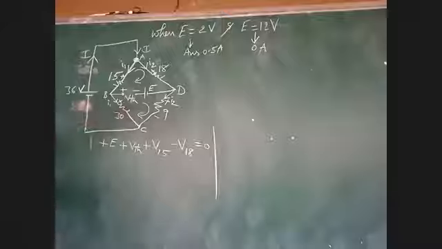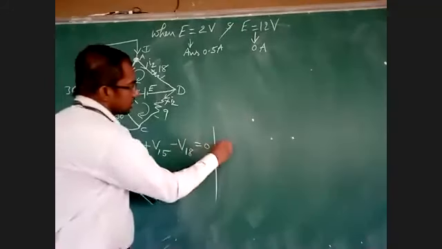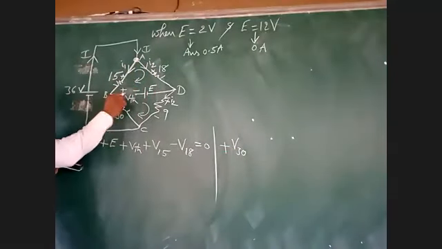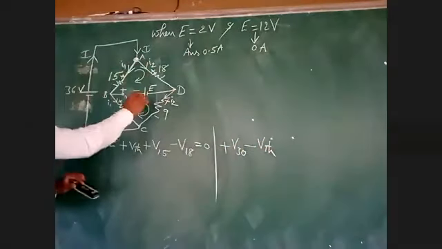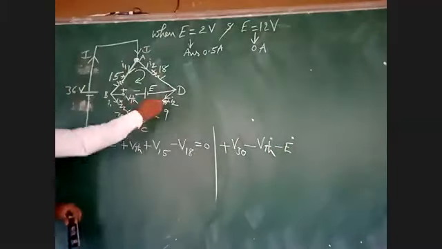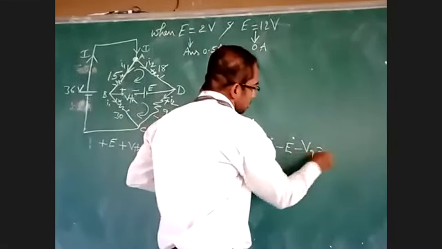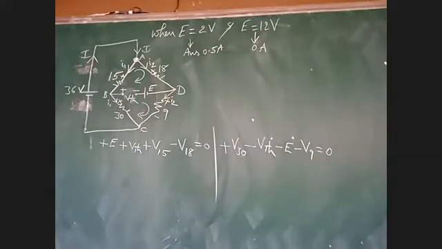Suppose you take the lower loop, take any one. Otherwise, take both and verify. Let us take from minus at 30. The arrow is going from minus to plus. Plus voltage in 30 volts. Plus to minus, minus VTH. Plus to minus, minus E. Plus to minus, minus voltage in 9. That is equal to 0.